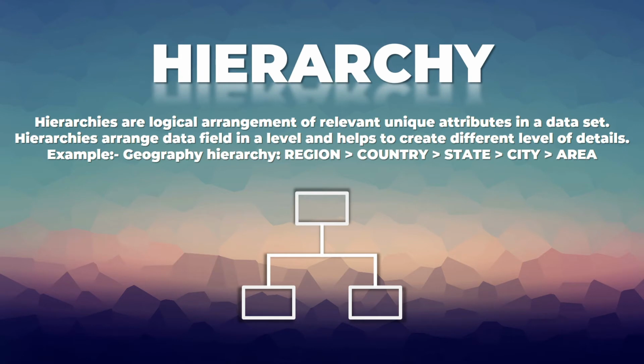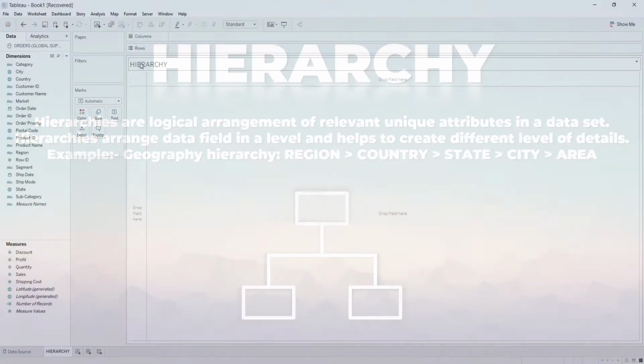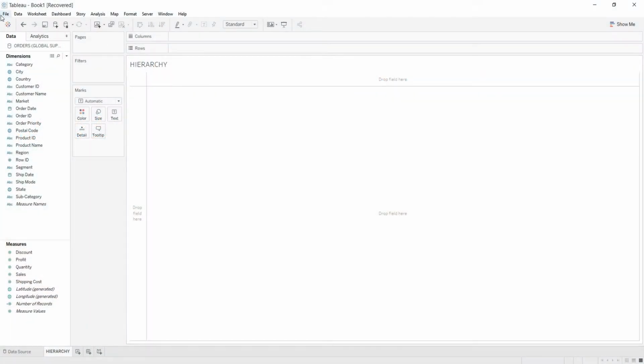As I have told you earlier about hierarchy, they are the logical arrangement of attributes for getting data in different levels of detail. So now we will see how we can implement it in Tableau. To implement hierarchy, we have connected to Tableau and the dataset we have is Global Superstore data. Link of the drive is given in the description section below of this video, from where you can get the dataset and the Tableau workbook file.